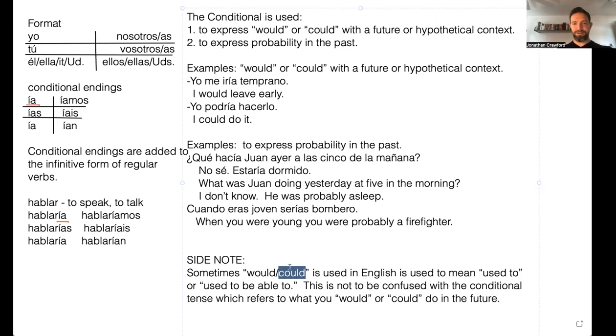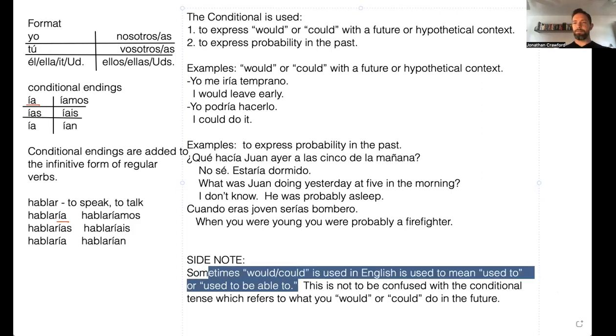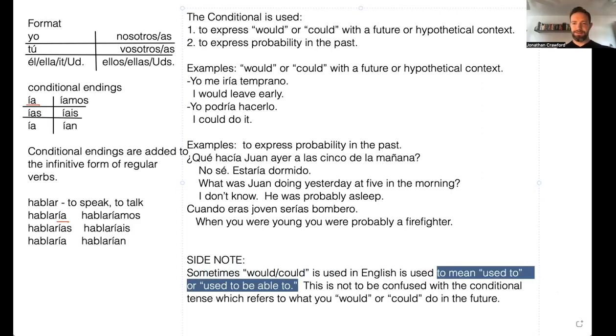The would or could in English that's used to express something in the past, you know, like used to or used to be able to, that's probably going to be the imperfect. Sometimes it could be the preterite as well, but either way, it's going to be a past tense conjugation. Okay, so we don't want to get those mixed up.